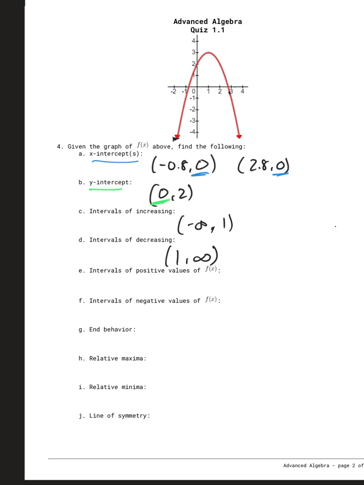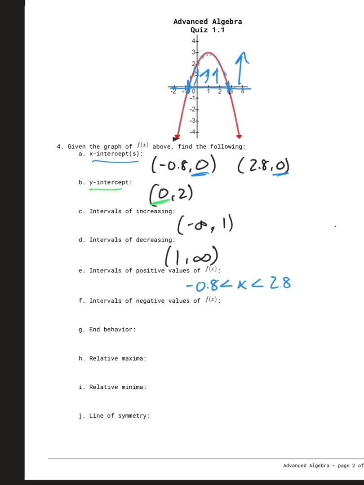All right. Intervals of positive values. Positive values, guys, literally just means when is it above 0? And so it seems like this whole thing. Actually, it's in between the x-intercepts. It's always above 0 in between the x-intercepts here. So I would say we would go from negative 0.8 is less than x, which is less than 2.8. That's our interval notation. You can also write it as coordinate points, but I prefer interval notation like this. I'll go ahead and practice that.